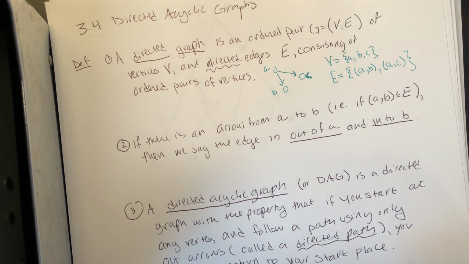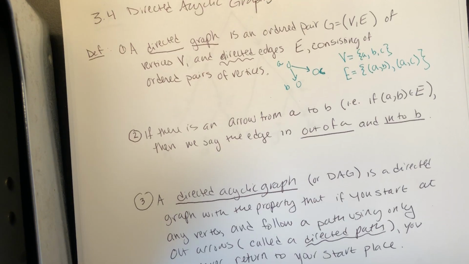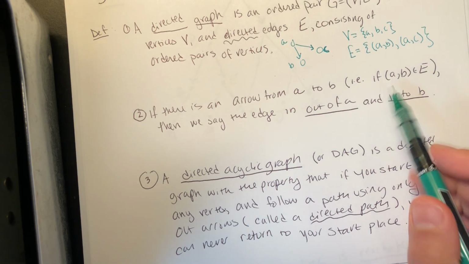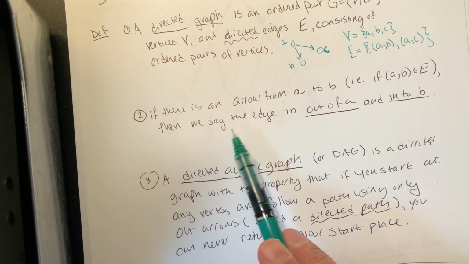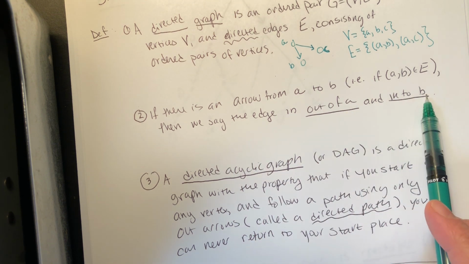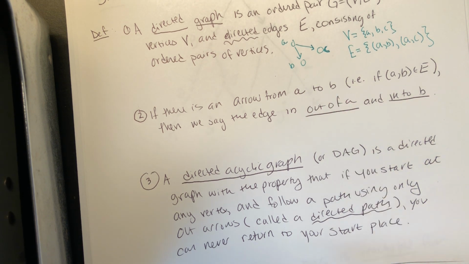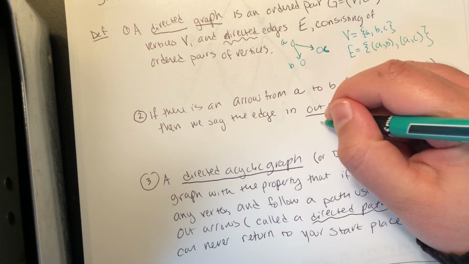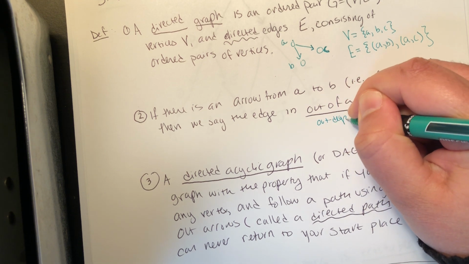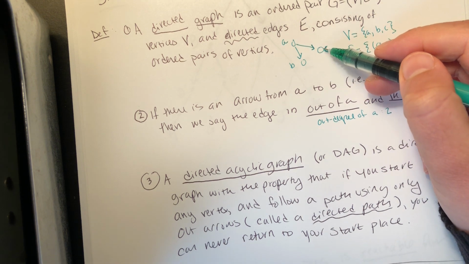So really the only difference between a regular graph and a directed graph is we put an arrow on the edges. If there's an arrow from A to B, so like we have up here, if A comma B is an element of our edge set, then we say that the edge is out of A and into B. So with directed graphs, it's harder to talk about degrees, but you can talk about in degrees or out degrees. Like in this example up here, we would say that the out degree of the vertex A is 2, because there's two edges coming out of A.